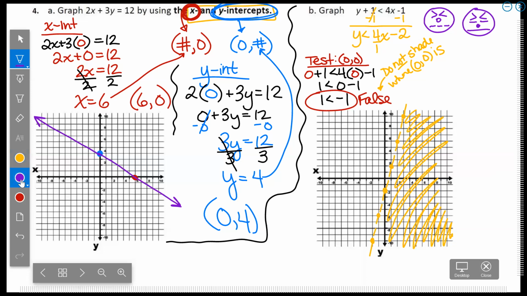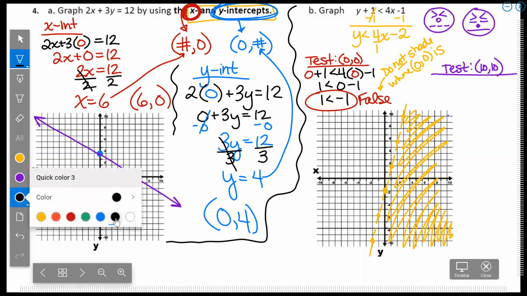But you could pick out any other spot, like if I decided to test 10, 10. 10, 10 would be right up here, right? Well, let's see what happens. Is that in our shaded space right now? Yeah, so I should get back something that's true, because that means I'm supposed to shade it there. Well, let's see what happens.